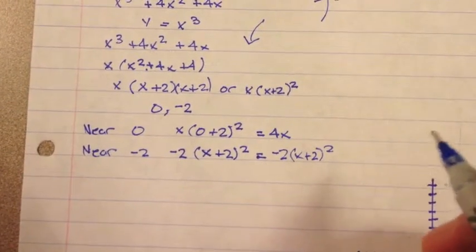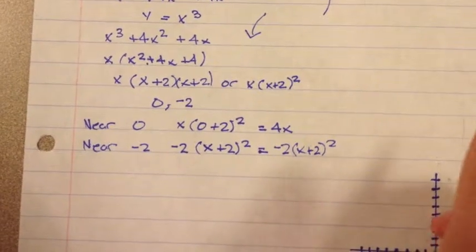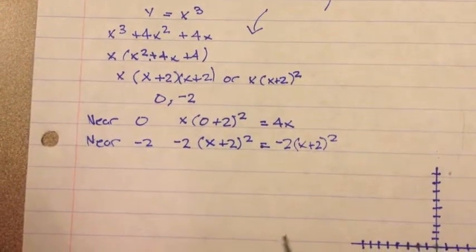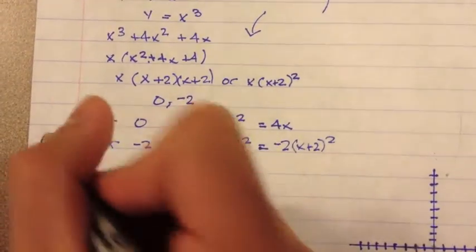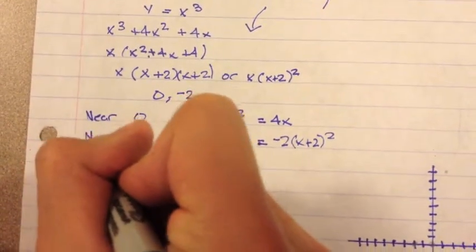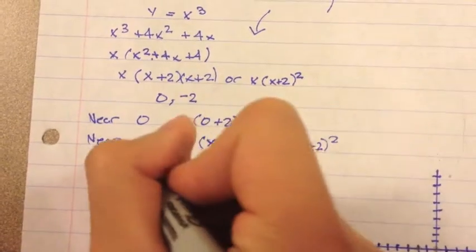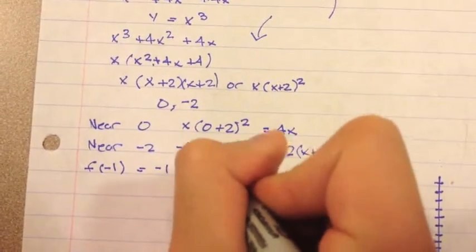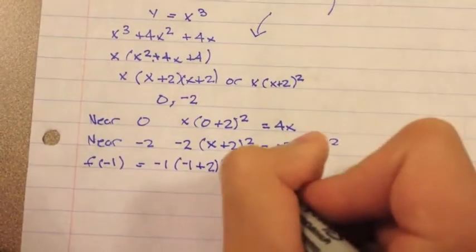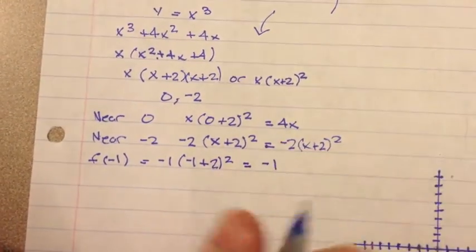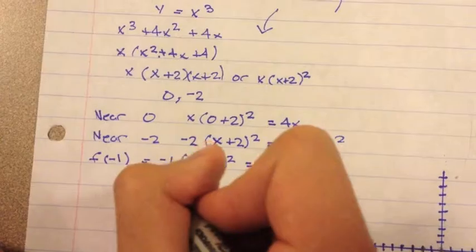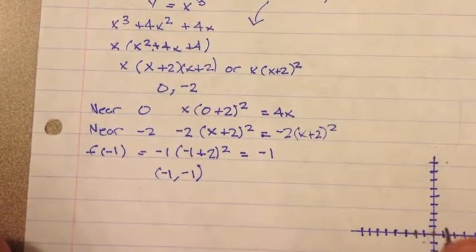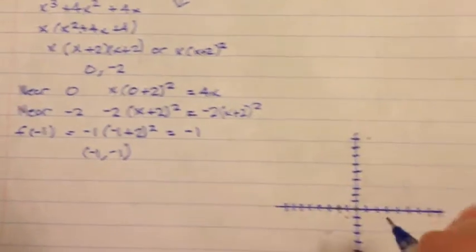And then now we have to find a point between the zeros, and I'm going to use negative 1. And to do this, you plug negative 1 into the equation. So negative 1 times (negative 1 plus 2) squared is going to equal negative 1. So one of our points on the graph will be negative 1, negative 1. And now all we have to do is just graph it.